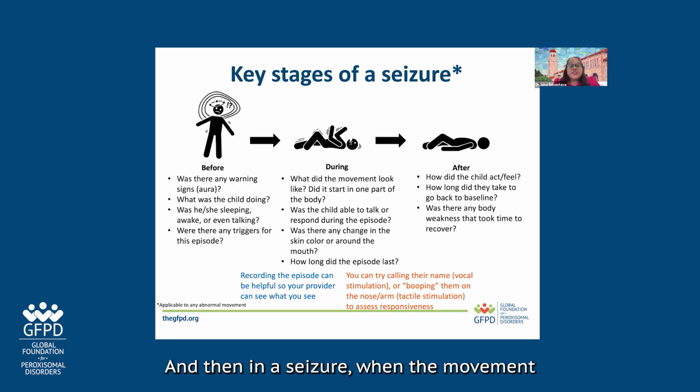And then in a seizure, when the movement or the shaking or the episode of concern is over, how was the child, again, I say child, but any individual, how were they feeling? Were they back to baseline immediately, or did they appear tired and take some time to get back to baseline? Was any part of their body looking weak, or did one part or one side of their body take time to recover? These are the types of questions that your neurologist is probably thinking about. And so, if you're able to provide any of this history when there's a new movement or a new seizure type, it can be very helpful.